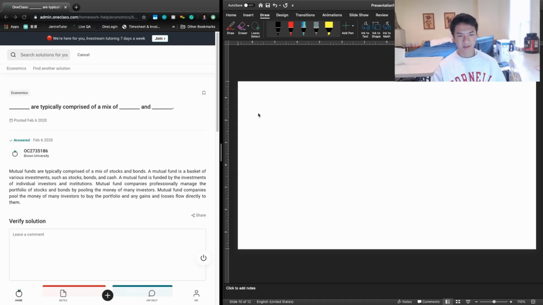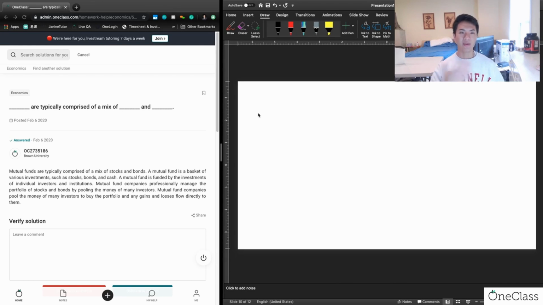Blank are typically comprised of a mix of blank and blank. And so, this is a question where, if we were given answer choices, we would not really know what is necessarily the case. We could guess, but typically we wouldn't see this type of question without multiple choice answers, or at least some sort of foreshadowing in a previous class.